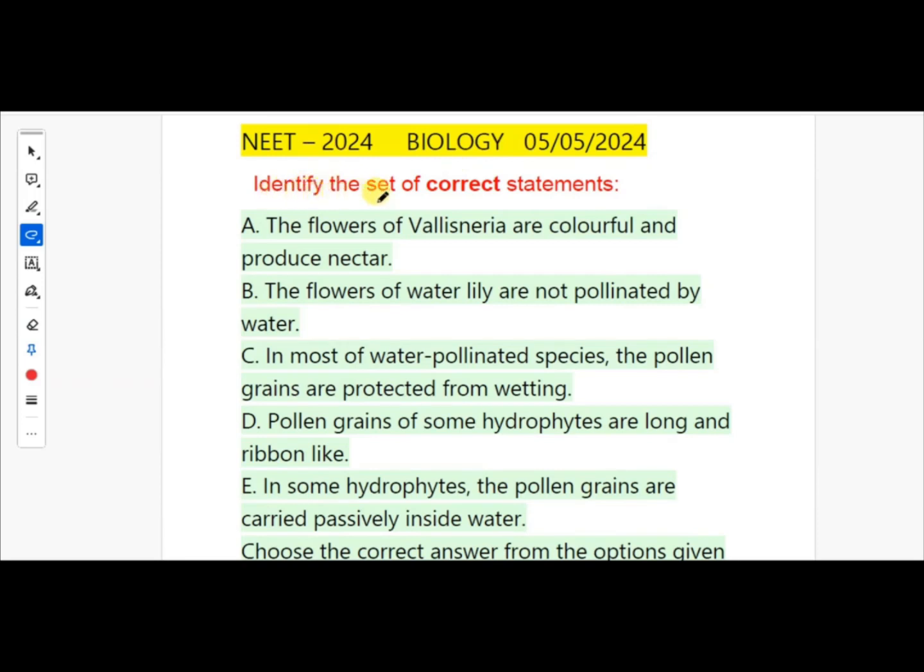Biology NEET 2024. Identify the set of correct statements. The flowers of Vallisneria are colorful and produce nectar. It's wrong. The flowers of water lily are not pollinated by water, and it's correct. In most of the water pollinated species, the pollen grains are protected from wetting. It's correct.